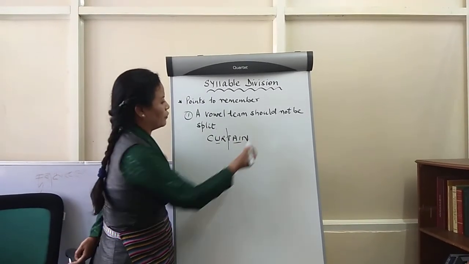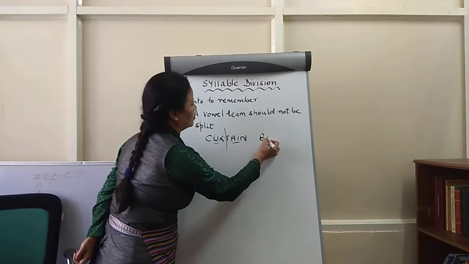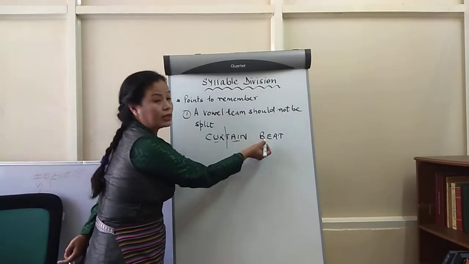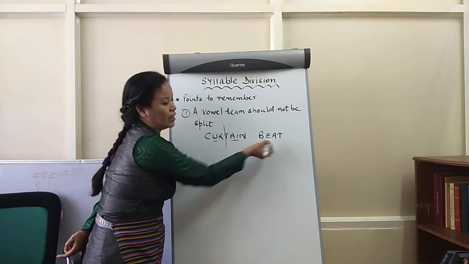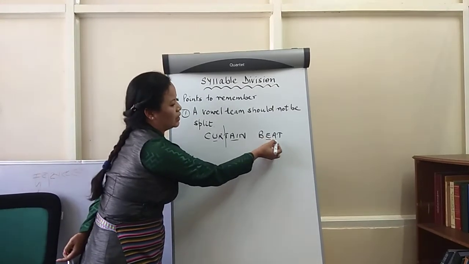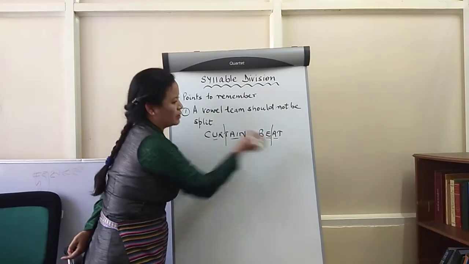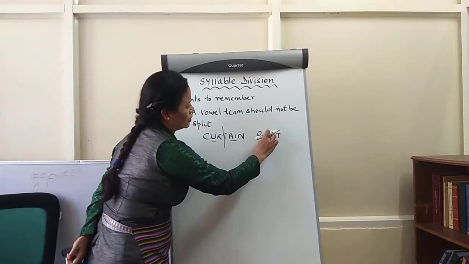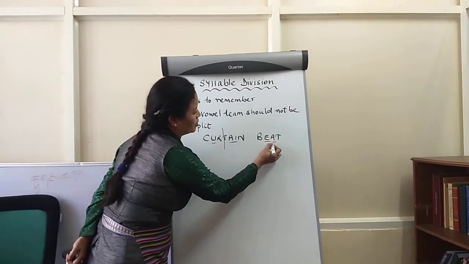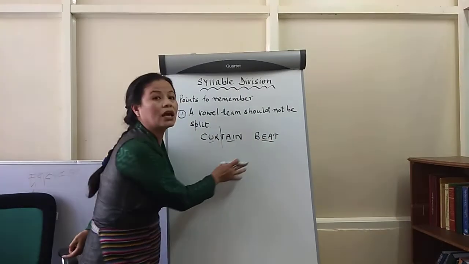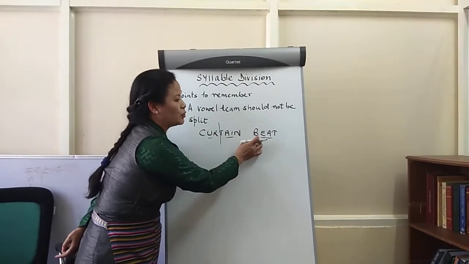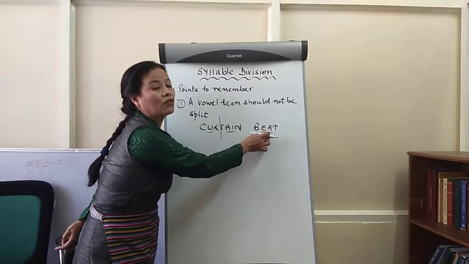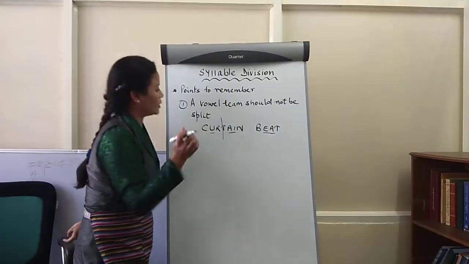Then if we have a word like beat, you will find E as well as A, but we will not underline E and A separately, and we will not split it like this. Rather, we will keep E and A together, since this is a vowel team and it produces the first vowel sound, beat. So this is a one syllable word, right?